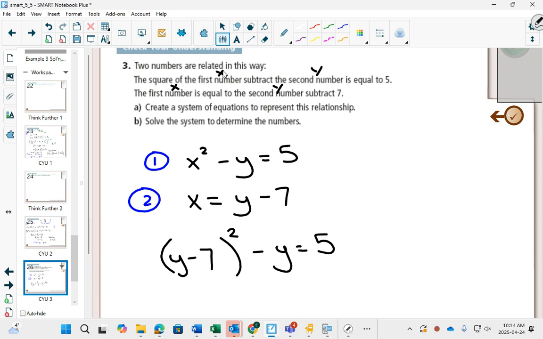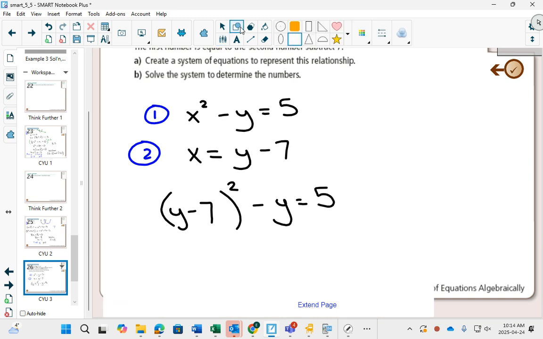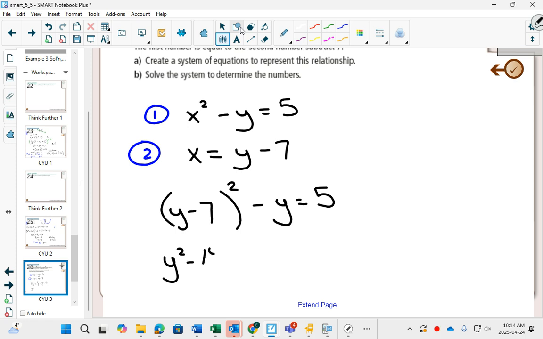And now I have to FOIL things out, see what I have, combine my like terms. So this would be y squared minus 14y plus 49. How are you getting at FOILing things out in your head? Okay, it's getting better and better. Feel free, though, to take a piece of scrap paper and show your work off to the side.